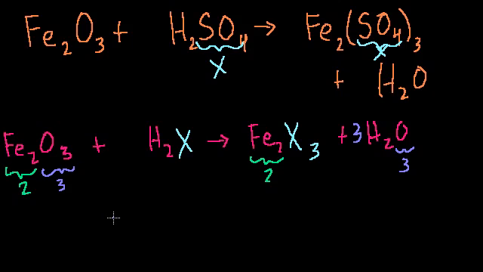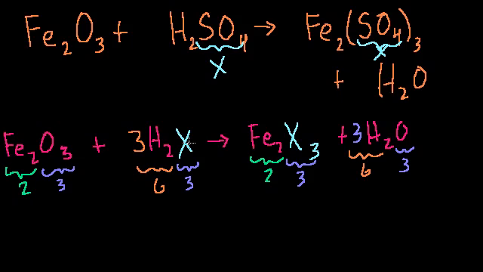And then finally, let's look at the hydrogens. How many hydrogens do we have here? We have 6 hydrogens now on the right-hand side, 6 hydrogens here, 3 times 2. And we want to have 6 hydrogens here, so we have to have 3 of these molecules. And then finally, let's look at the sulfate group, that X. We have 3 X's here, and lucky for us, we have 3 X's over there. So our equation has been balanced.